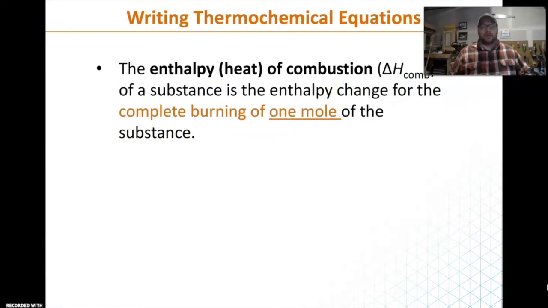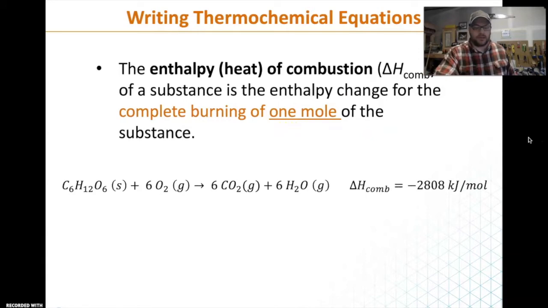Alright, so enthalpy of combustion, delta H of combustion, you can see the little COMB down there meaning combustion, is the complete burning of 1 mole of that substance. So for example, we have glucose here, C6H12O6. We're going to combust it, so react it with oxygen, so we end up with CO2 and water. And that is a combustion reaction, so we have a delta H of combustion equal to negative 2,808 kilojoules per mole. So we know that that's the heat of combustion for that reaction.